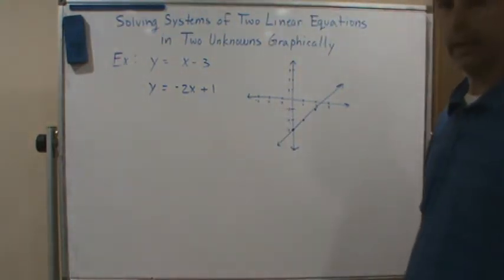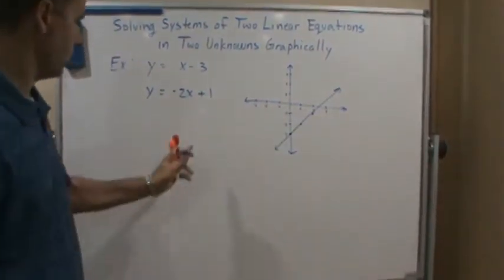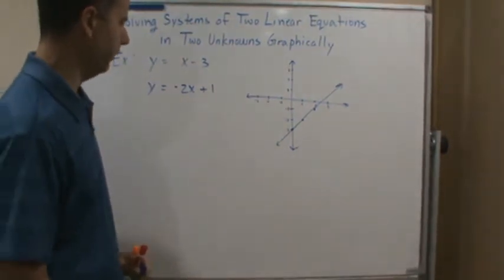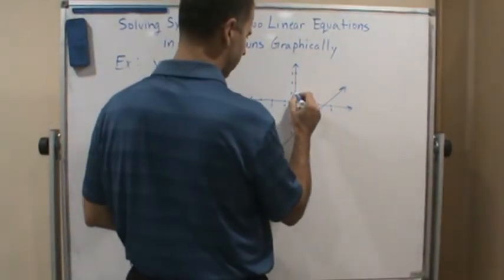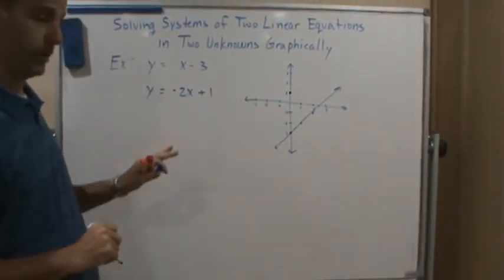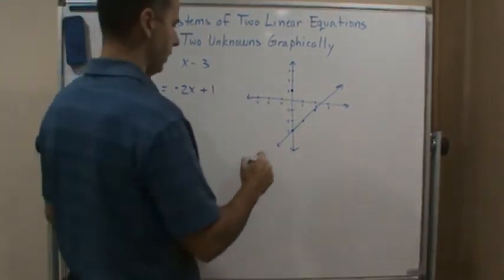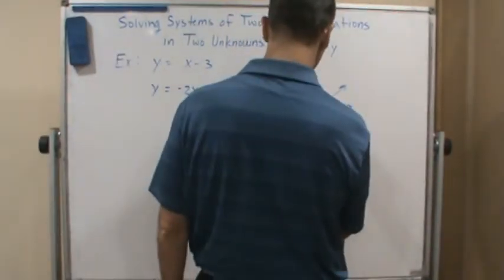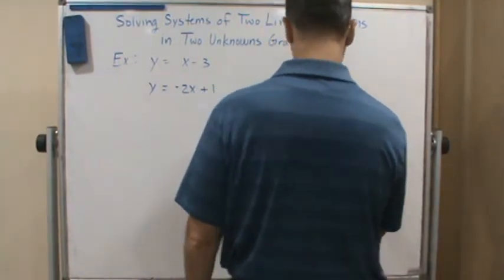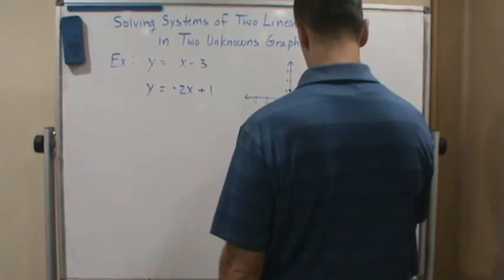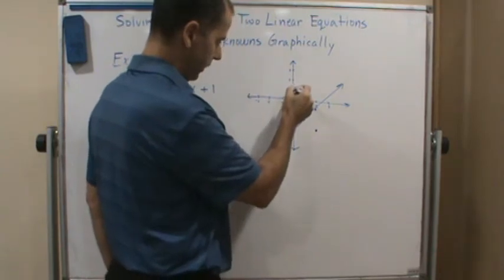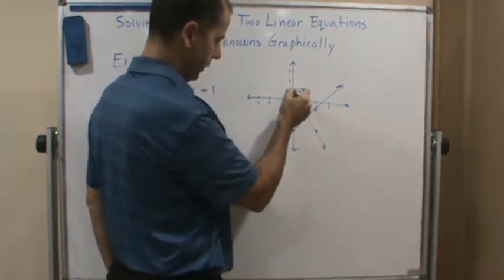Okay. Now, the other one has a y-intercept of 1. So then we know it's going to intersect here. And it has a slope of negative 2, which means it's going to go down 2 and to the right 1. So we're going to go down 2 and to the right 1, and again down 2 and to the right 1. And so we get a line that does something like that.